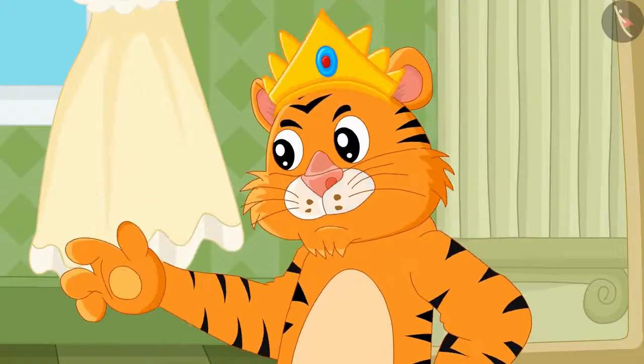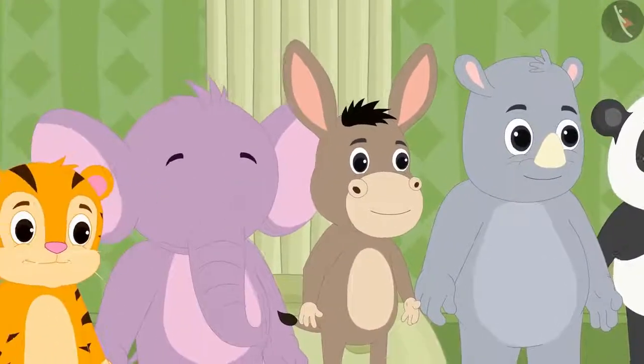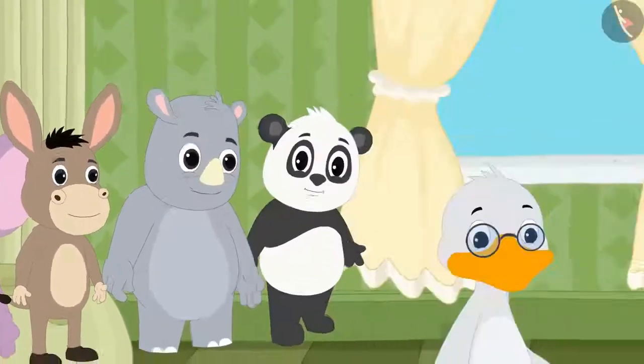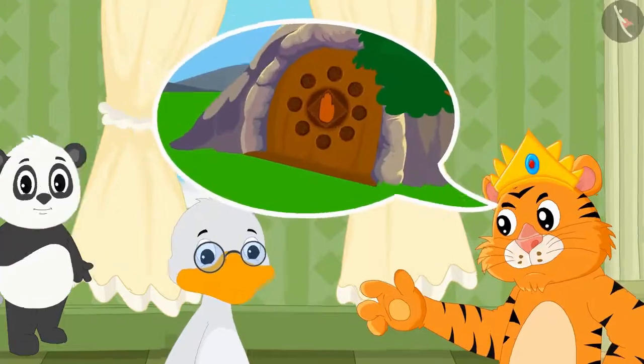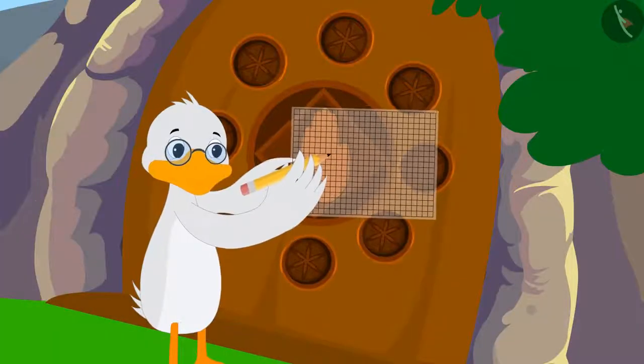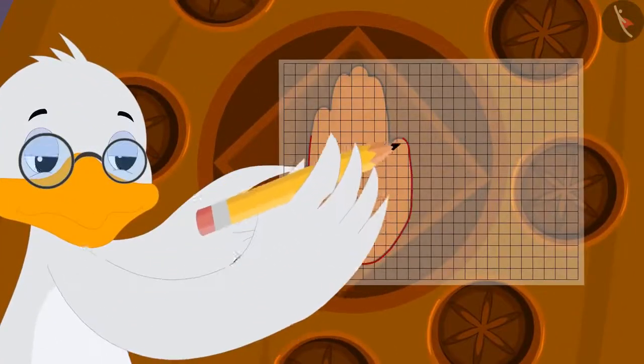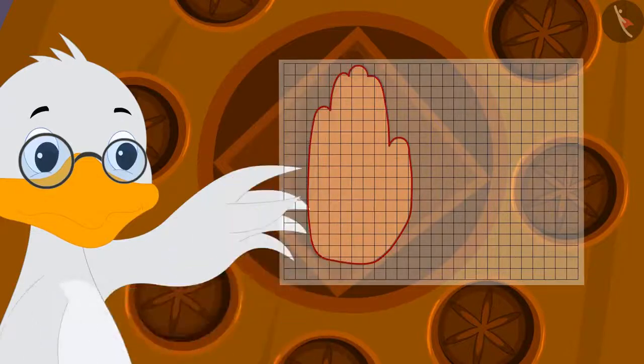The king of Champapur has entrusted Barbole uncle with the responsibility of finding the villager whose hand impression matches the hand impression on the door. Uncle immediately traced the hand impression on the door onto a paper in this way.